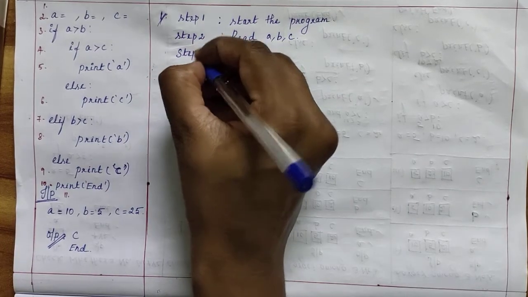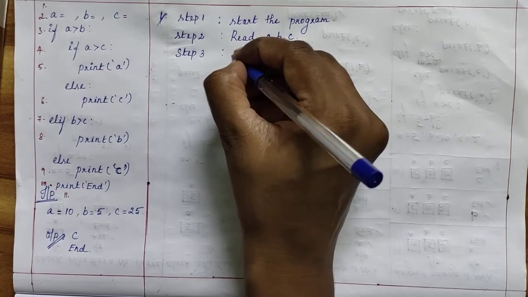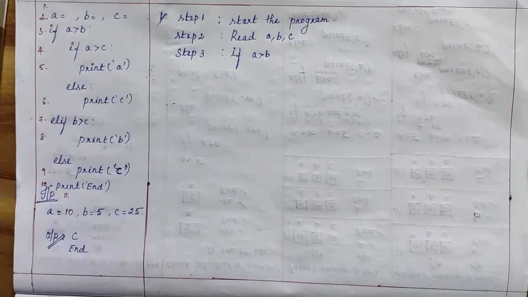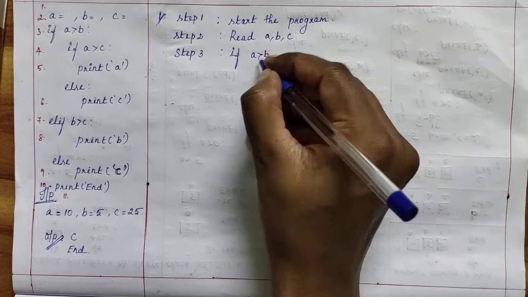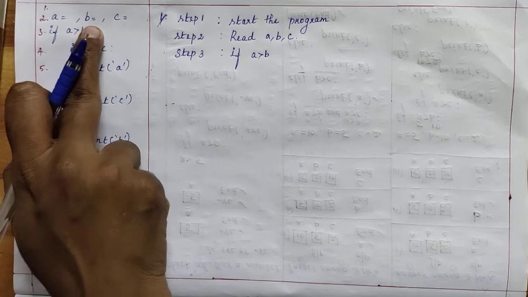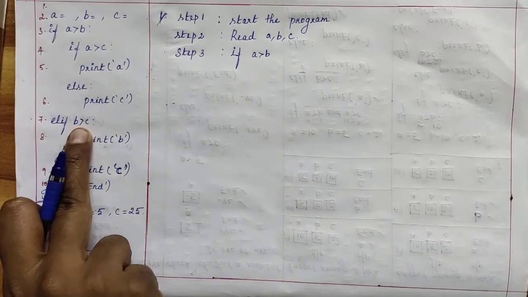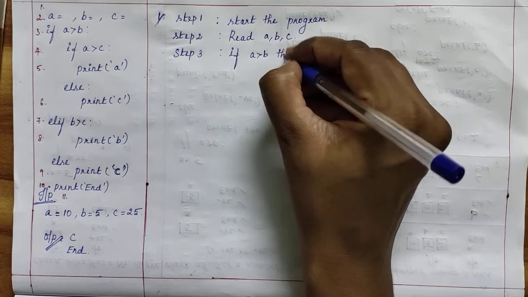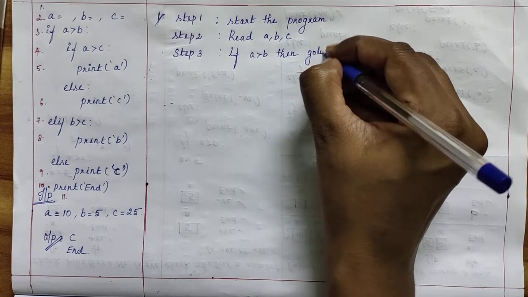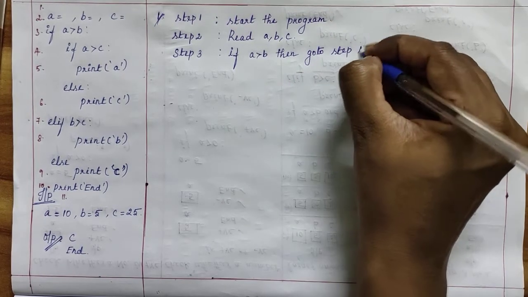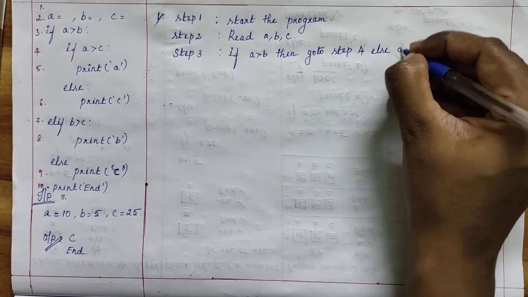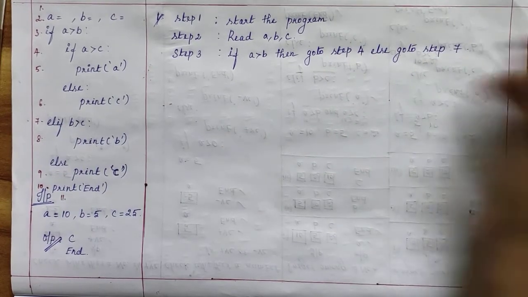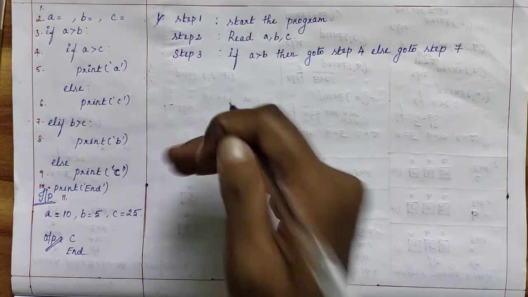And what is step 3? If A greater than B. If A is greater than B, where do you have to go? Step number 4, right? If this condition is correct, we have to come here. If this condition is wrong, where do we have to go? We have to go to step number 7. So if A is greater than B, then go to step 4, else go to step 7. And then you have to write the steps one by one.